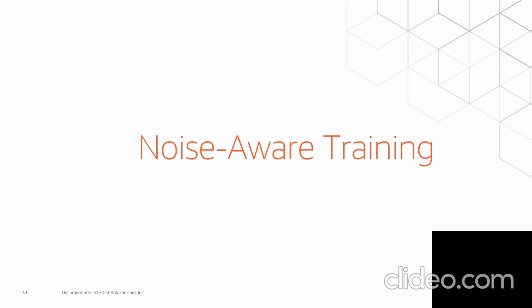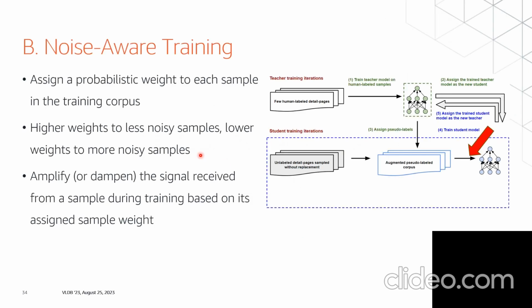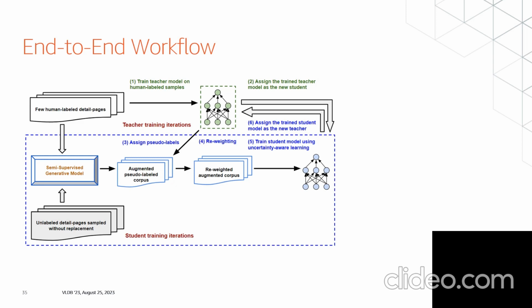Now, moving on to the second contribution, the noise-aware training. The way we design it is we assign a probabilistic weight to each sample in the pseudo-label corpus that is used to train the student model, where we assign higher weights to less noisy samples and lower weights to more noisy samples. Based on these weights, we amplify or dampen the training signal received from each sample when we compute the loss over the training set and train the model accordingly. So this is the end-to-end workflow of our algorithm. More details are in our paper.